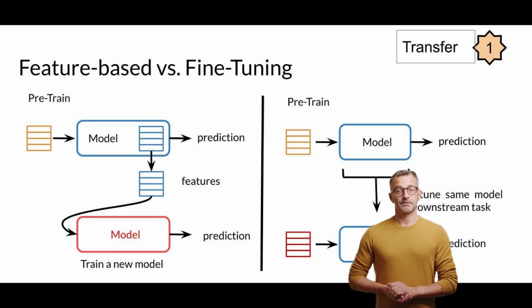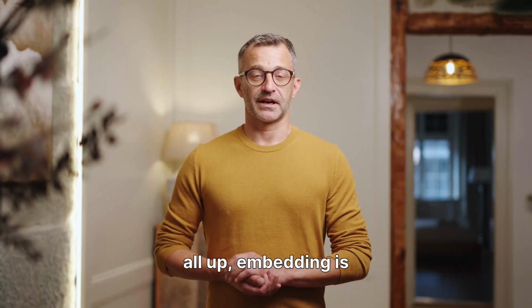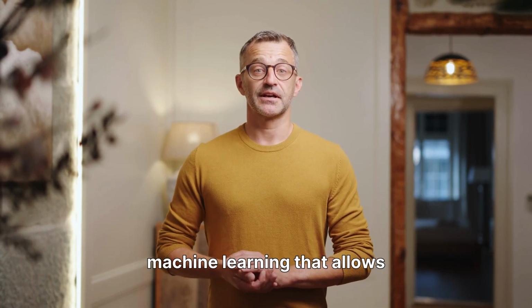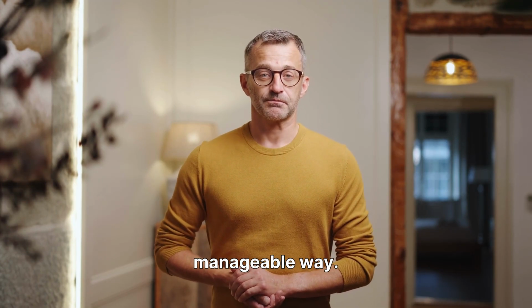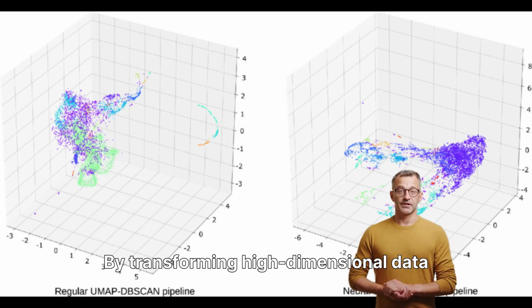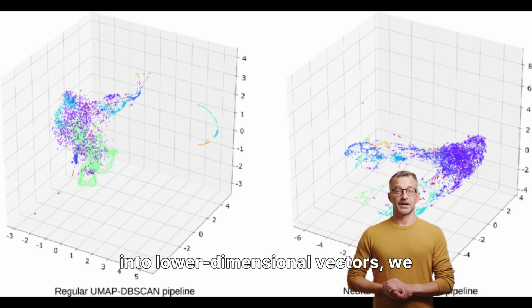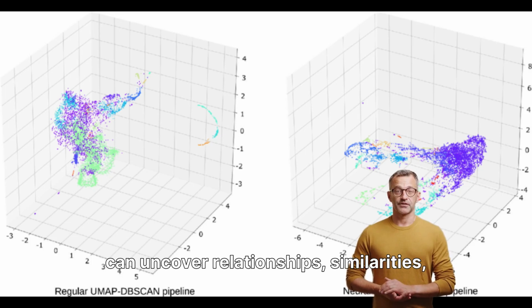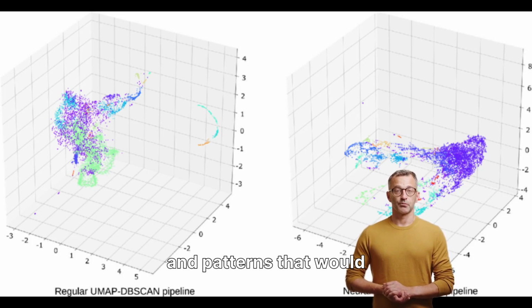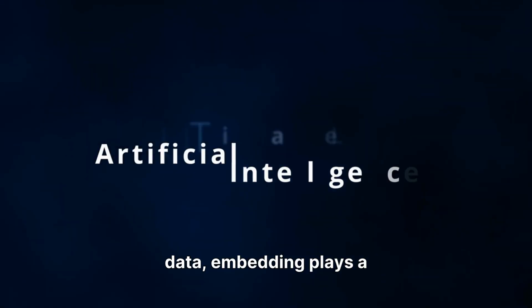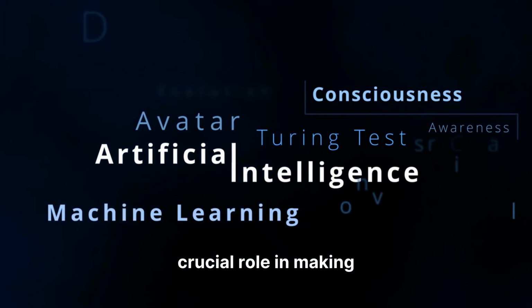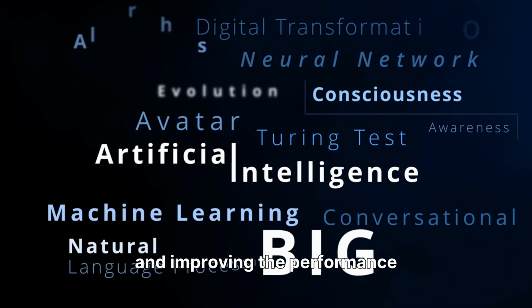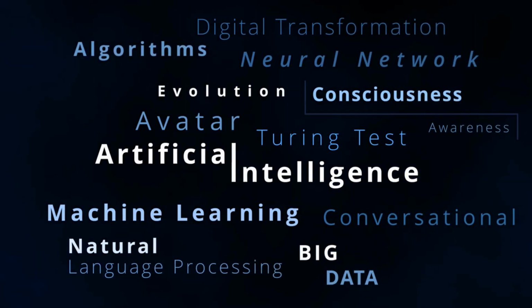So, to wrap it all up, embedding is a fundamental technique in machine learning that allows us to represent complex data in a more manageable way. By transforming high-dimensional data into lower-dimensional vectors, we can uncover relationships, similarities, and patterns that would otherwise be difficult to identify. Whether you're working with text, images, or user data, embedding plays a crucial role in making sense of that information and improving the performance of machine learning models.